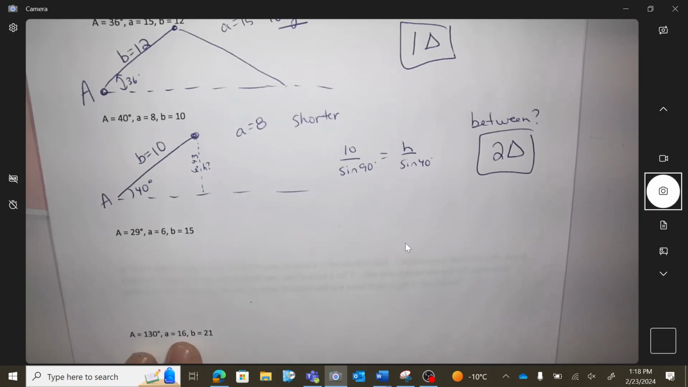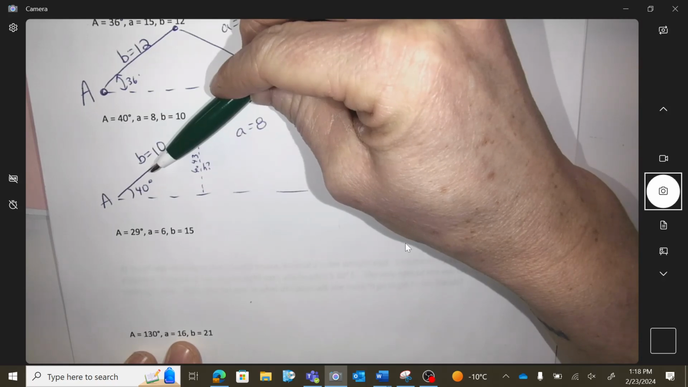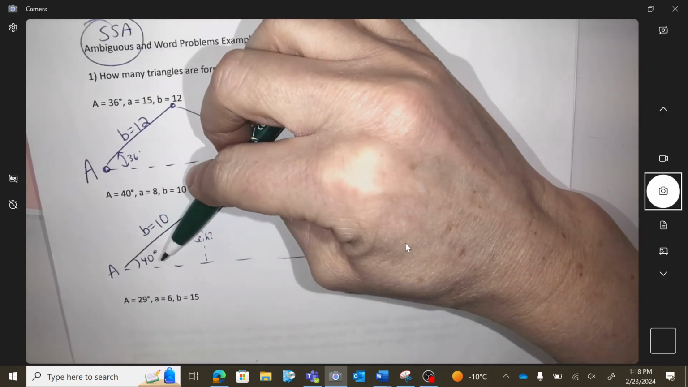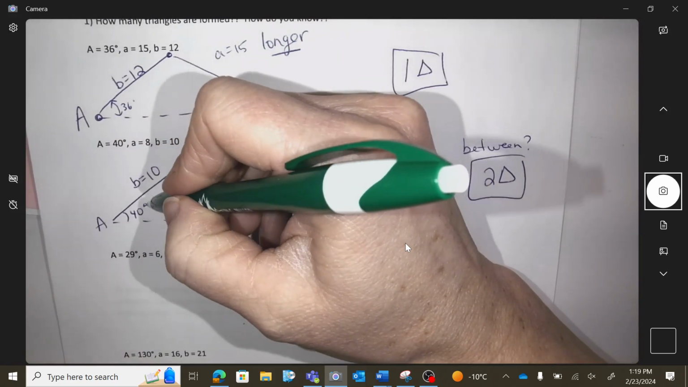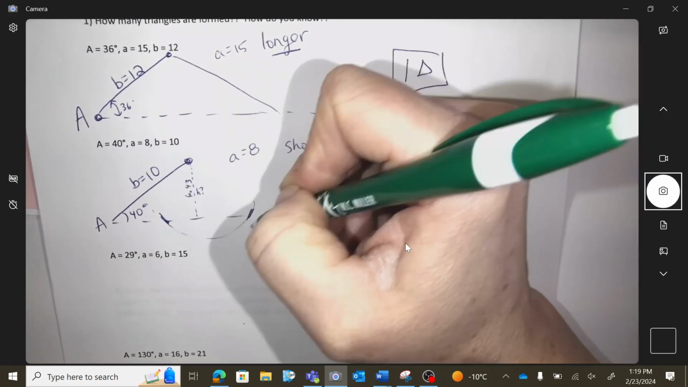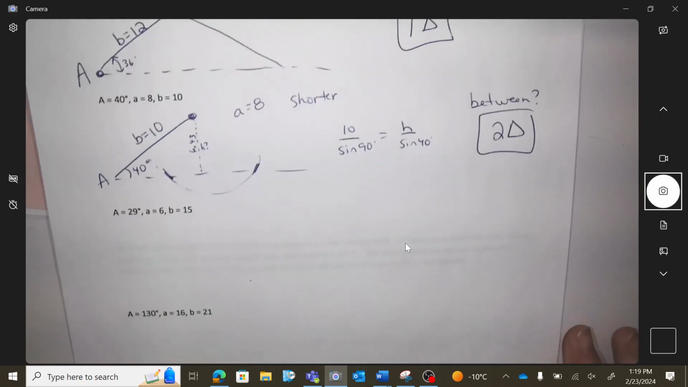Can you visualize 8? If this is 10 and this is 6.4, then 8 is like that. So how can 8 travel? It's going to go between. Okay? Does that make sense? Can you visually see it? Okay, next one.